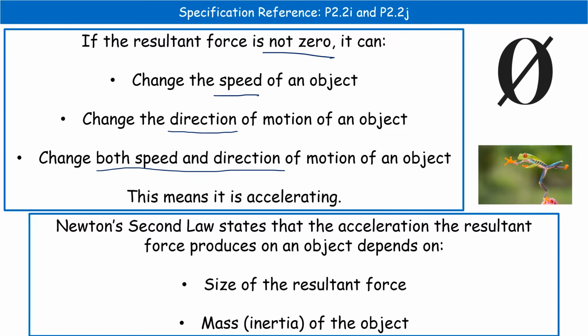We come on to this whole idea of Newton's second law then. Now, Newton's second law just states that the acceleration the resultant force produces is going to depend on two things. Firstly, the size of the resultant force, and secondly, the mass of the object. So Newton's first law is that things just continue to stay stationary or move at that constant velocity unless a resultant force acts on them. Newton's second law tells us that the acceleration we generate as a result of that resultant force depends on the size of it and the mass of the object.